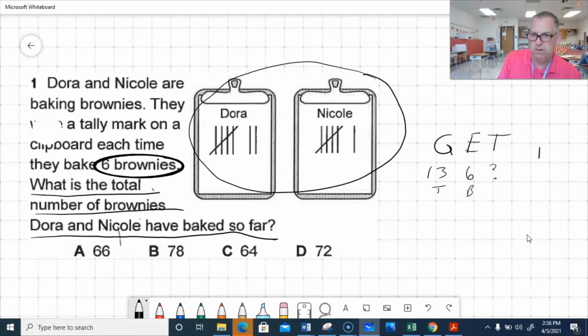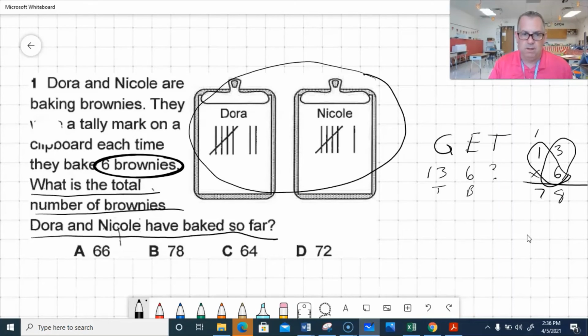So that'd be 13 times 6. So first thing I'm going to do is multiply 6 times 3. 6 times 3 is 18. Then I'll regroup over here. And then 6 times 1 is 6 plus 1 more is 7. So that means that it looks like they baked 78 brownies. So I'll put a question mark right there.